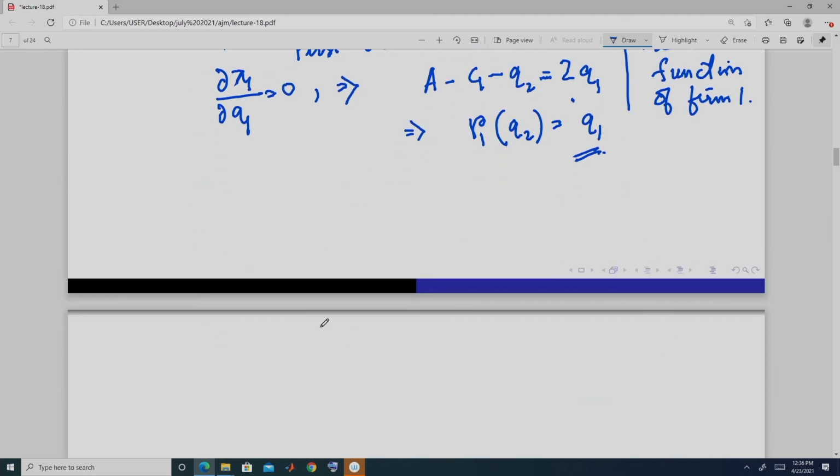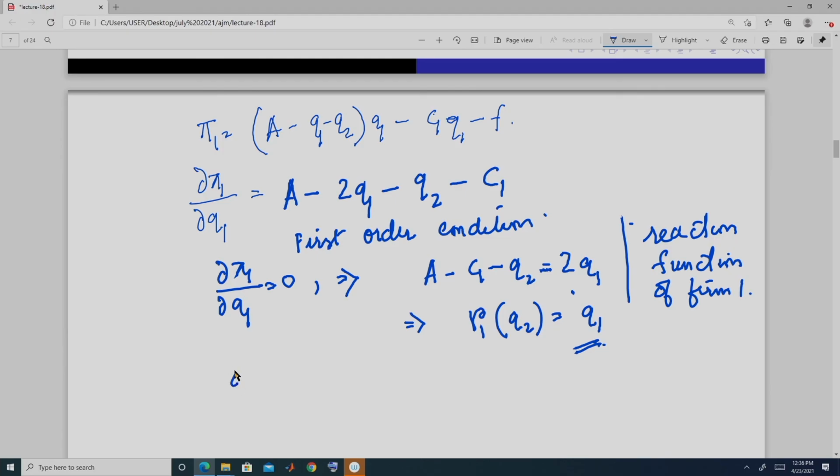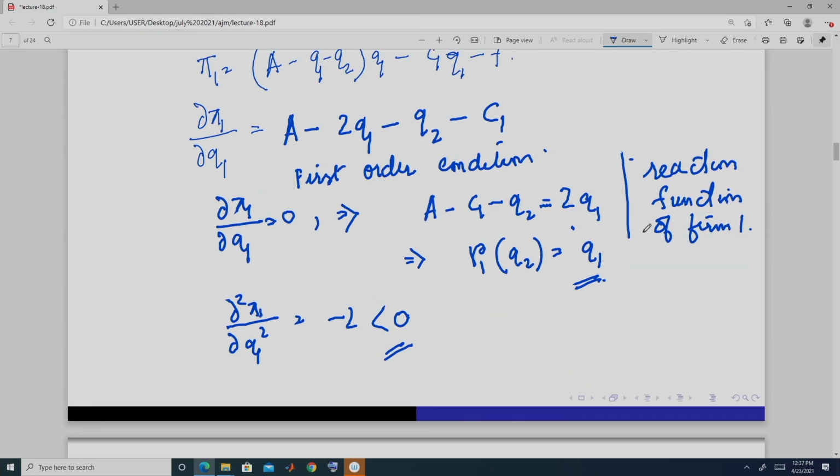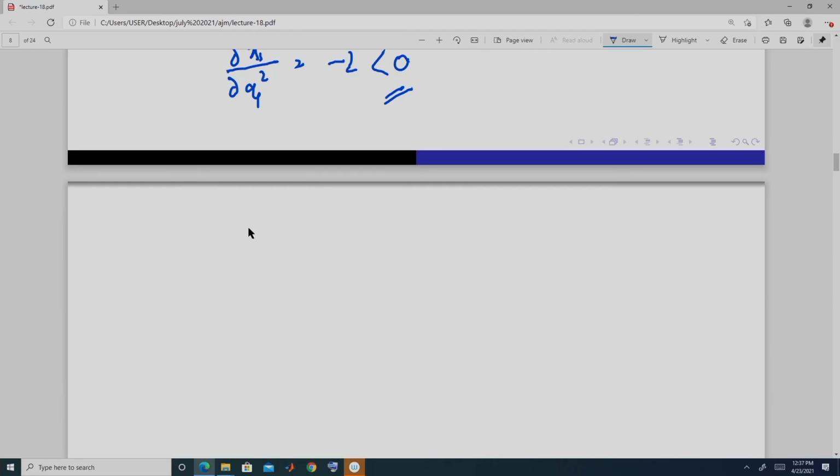And if you take the second derivative of this, you get the second order condition, and it is minus 2, which is always negative. So, this is always going to maximize the profit. Okay? The second order condition is negative at this level. So, we have got the reaction function of firm 1. If you look at this function carefully, what do we get?